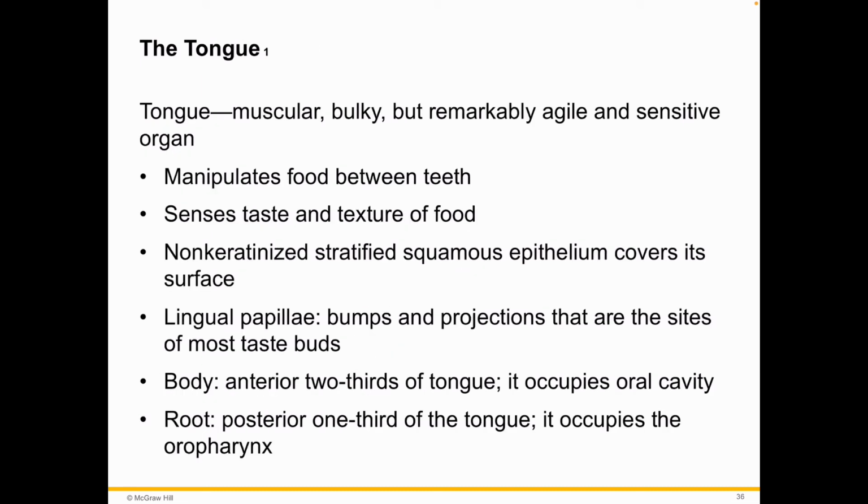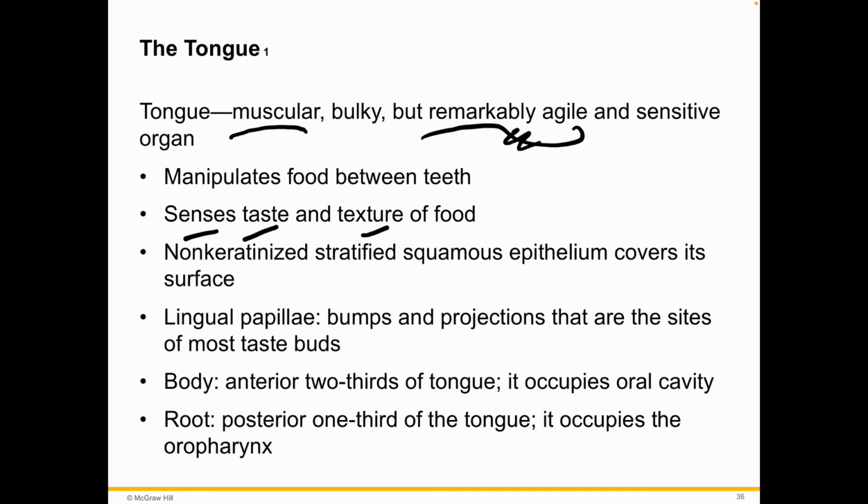The tongue is a big old muscle. It's bulky, it is remarkably agile and independent. It's a very sensitive organ. It manipulates the food between the teeth, as well as helps you drink your water. It helps you sense through taste and also feel the texture of food.